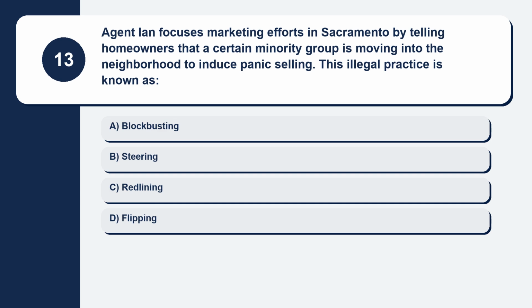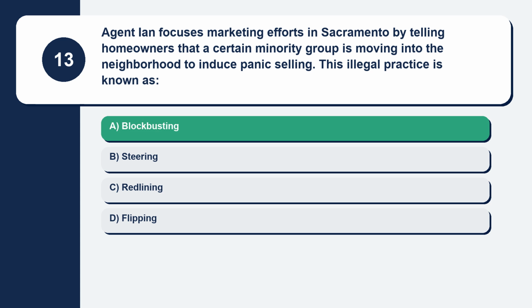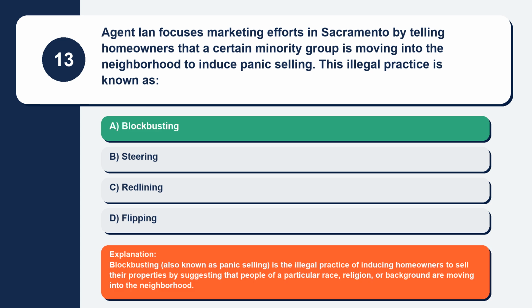Question 13. Agent Ian focuses marketing efforts in Sacramento by telling homeowners that a certain minority group is moving into the neighborhood to induce panic selling. This illegal practice is known as. Here are your options. Option A, blockbusting. Option B, steering. Option C, redlining. Option D, flipping. The correct answer is option A, blockbusting. Explanation: blockbusting, also known as panic selling, is the illegal practice of inducing homeowners to sell their properties by suggesting that people of a particular race, religion, or background are moving into the neighborhood.